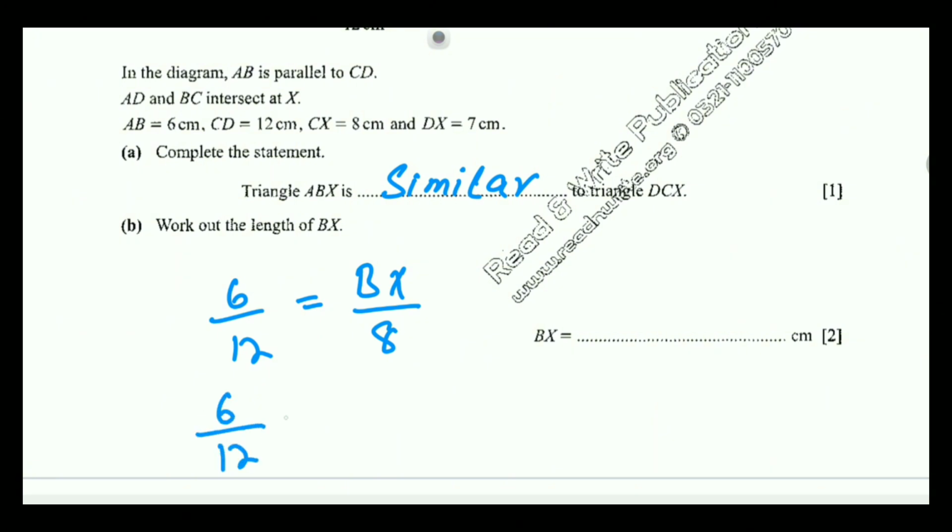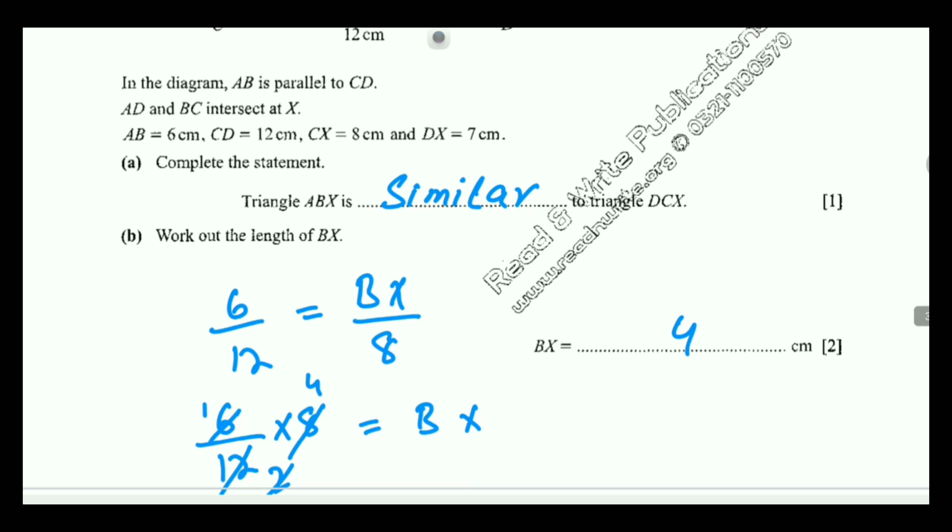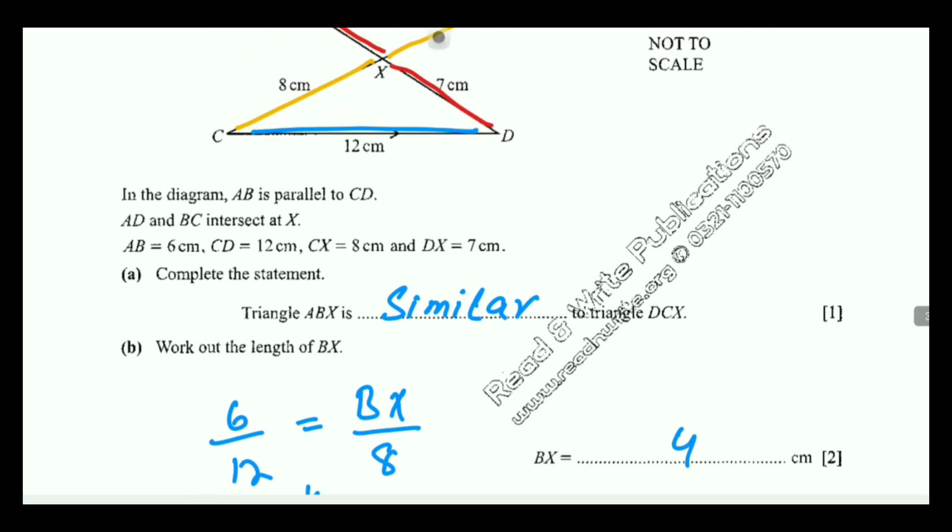6 over 12, 8 will be multiplied, is equal to BX. So 6 1 the 6, 6 2 the 12, 2 4 the 8. So BX is equal to 4 centimeter. So this is the way how we will solve this question. So let's solve next question.